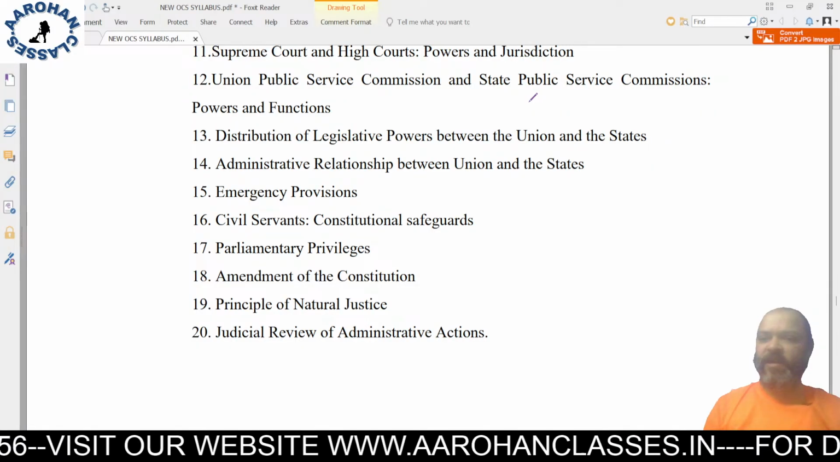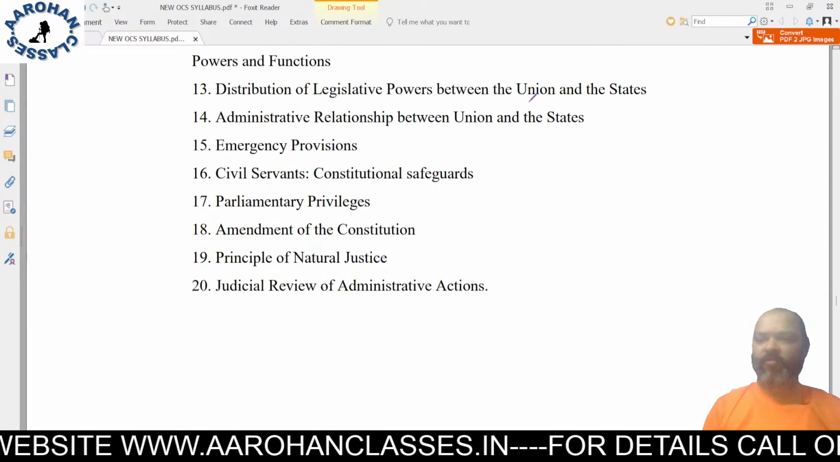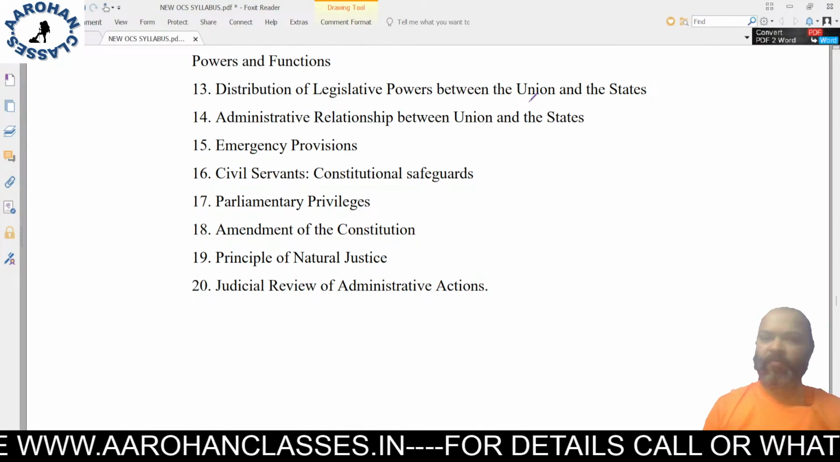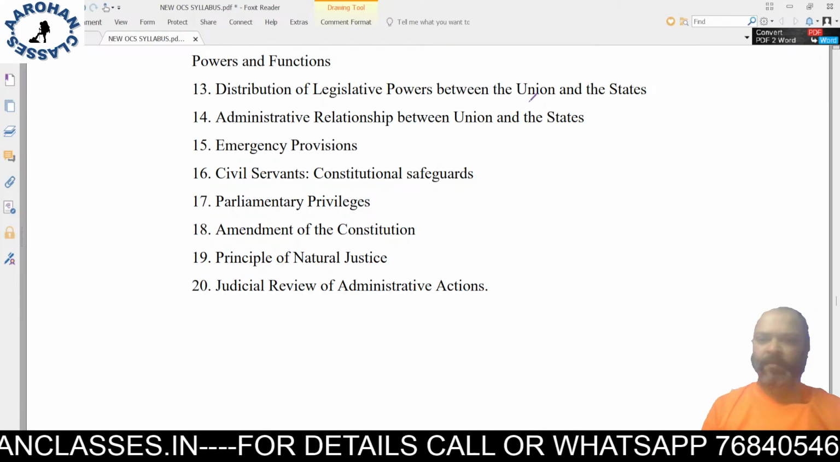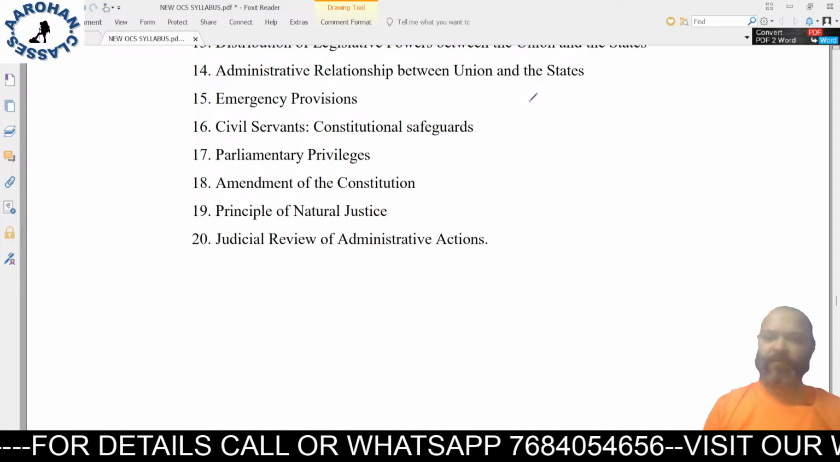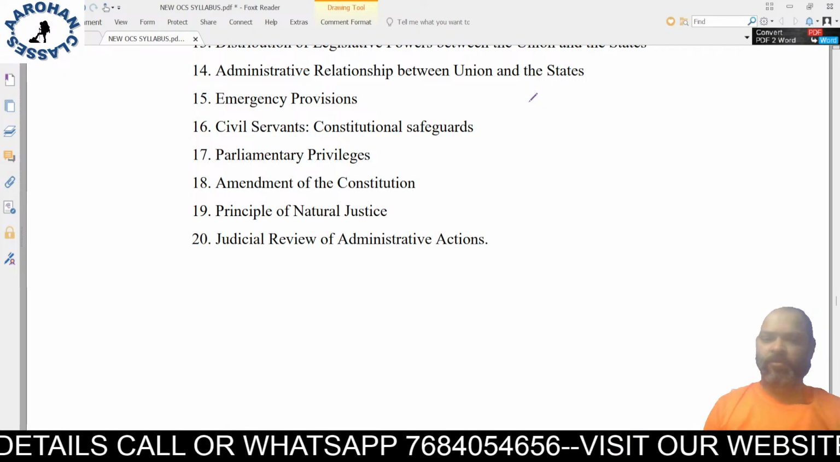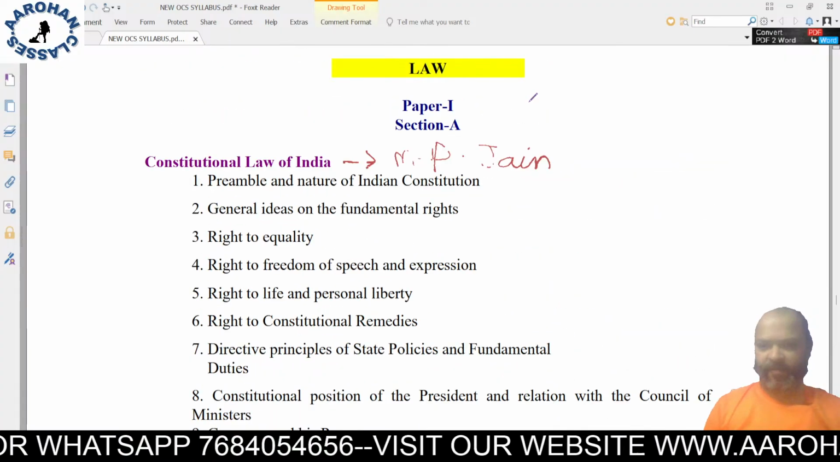distribution of legislative powers between Union and states, administrative relation between Union and states, emergency provisions, civil servants' constitutional safeguards, parliamentary privileges, amendment of the Constitution, principles of natural justice and judicial review of administrative action. So 20 submodules are there.